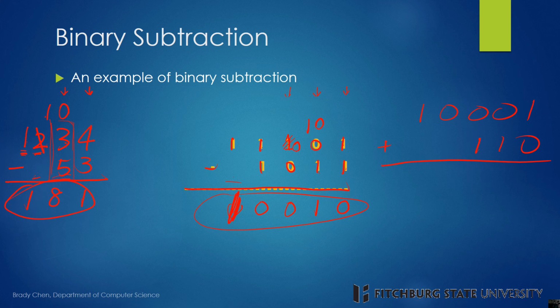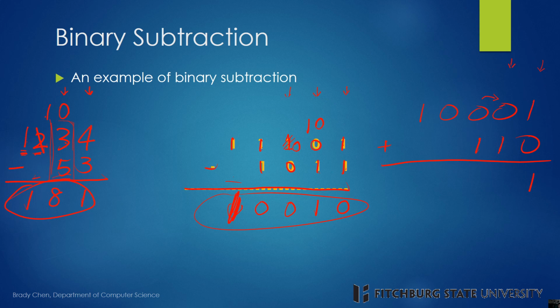So we start from the ones position. 1 minus 0, that's 1, right? But now in the twos position, it's a 0, top 1, 0, minus 1. So the top 1 is smaller than the bottom 1, so we want to borrow a 1 from the next position. And then we find out the next position is 0 as well, so there's nothing to borrow from.